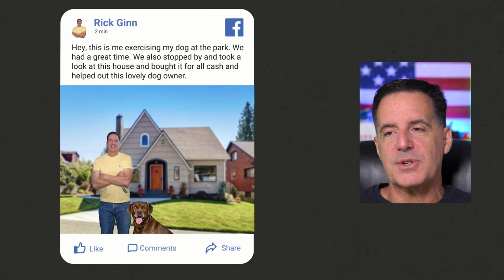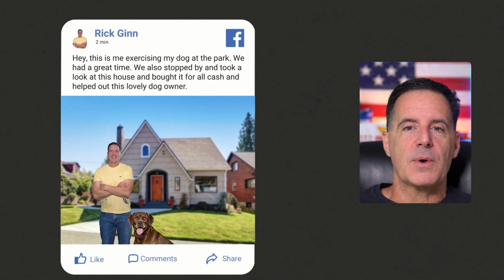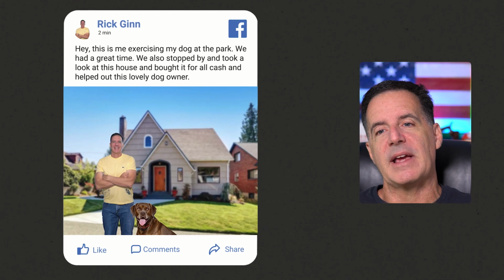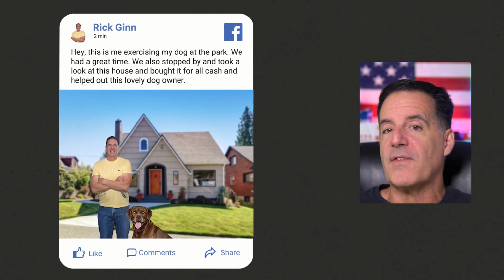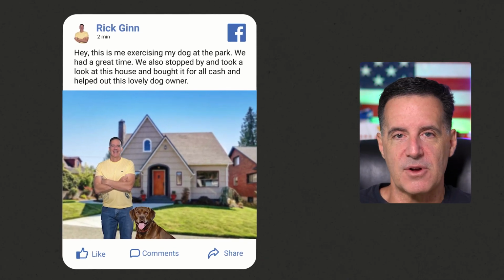So here's what I'm gonna do. If I'm in a dog loving community and I post there quite often, I'm eventually gonna put out a post, something positive about the dog. Hey, this is me exercising my dog at the park. We had a great time. We also stopped by and took a look at this house and bought it for all cash and helped out this lovely dog owner. You see, all you have to do is do a bridging statement.